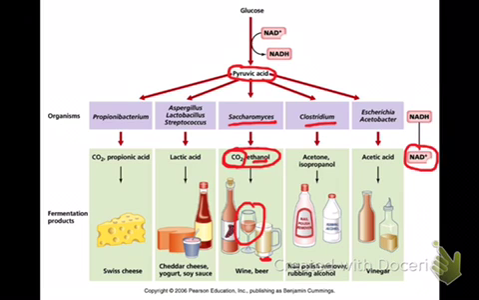Clostridium is used industrially, and it converts pyruvic acid to acetone or isopropanol, giving us nail polish remover and rubbing alcohol. And finally, Escherichia and Acetobacter can produce acetic acid from pyruvic acid, again regenerating NAD, and that is known as vinegar.